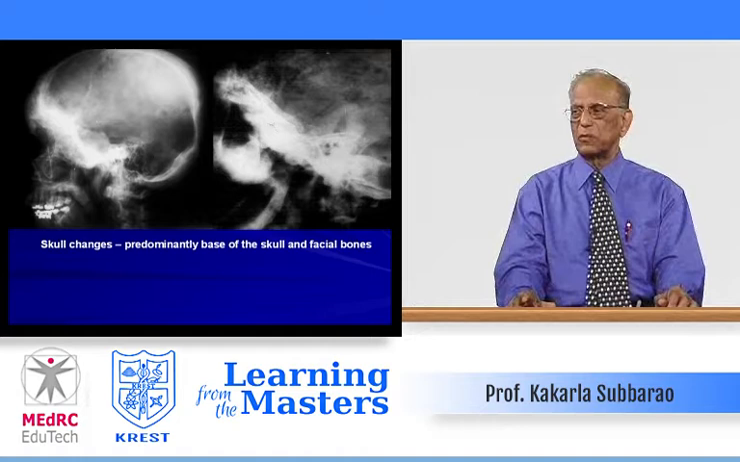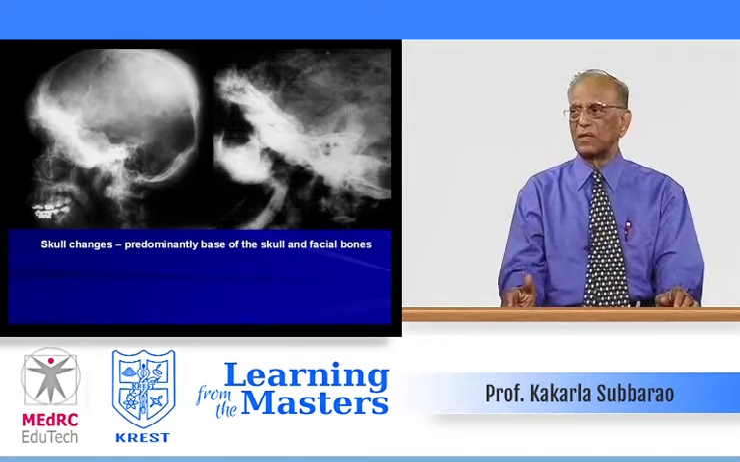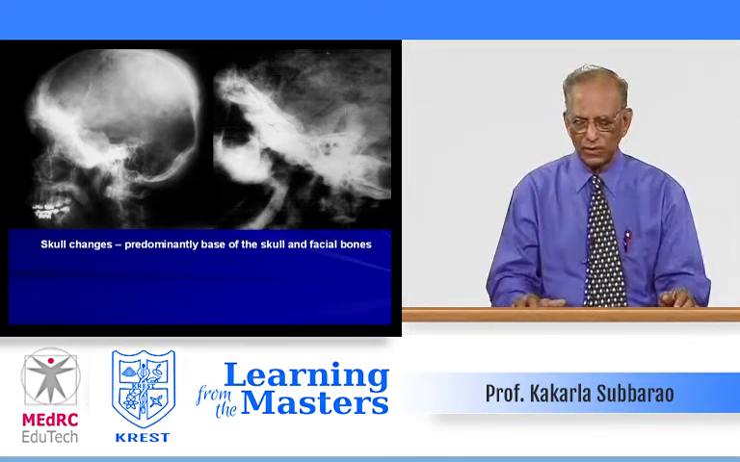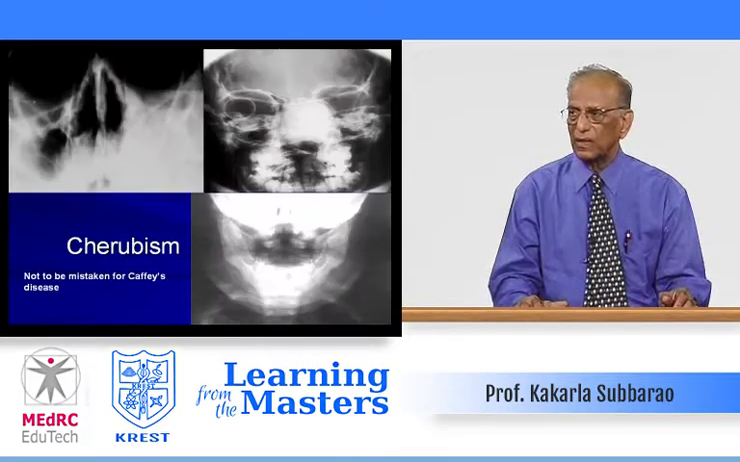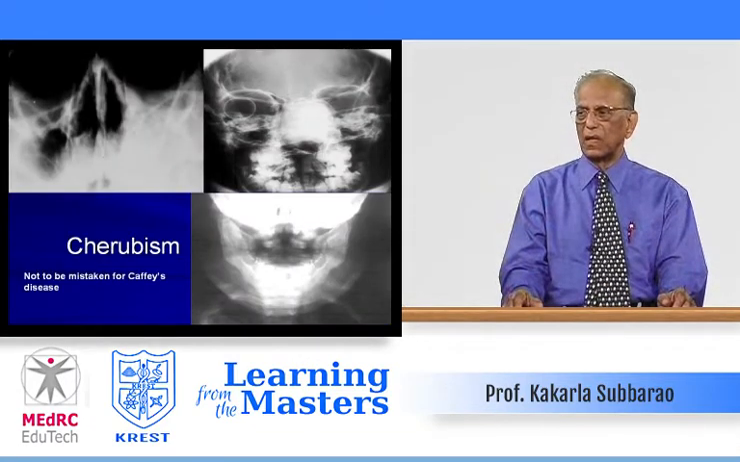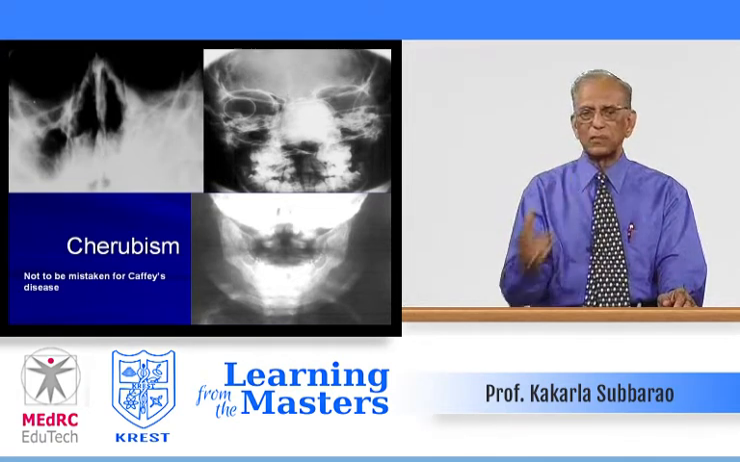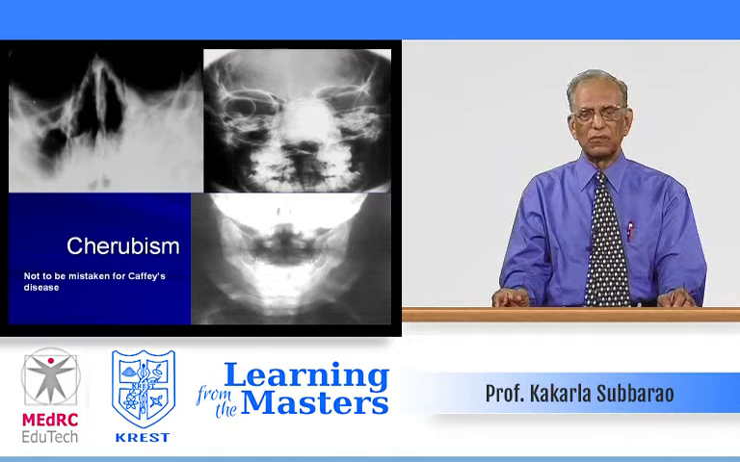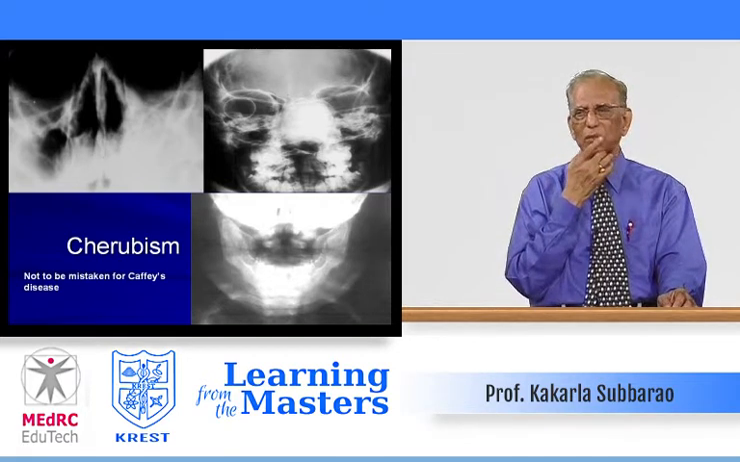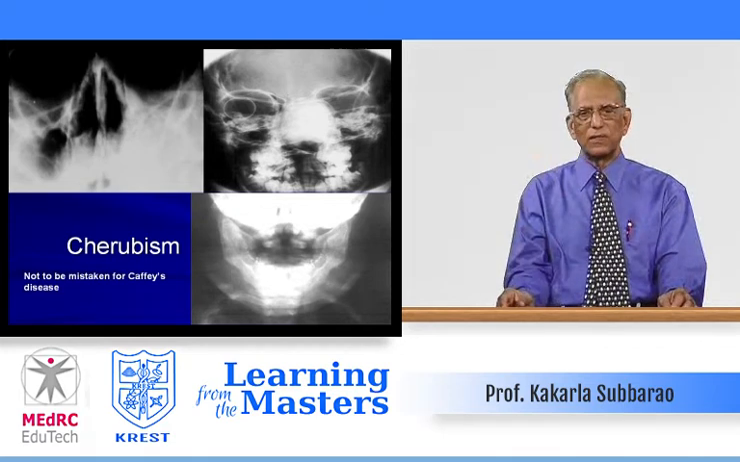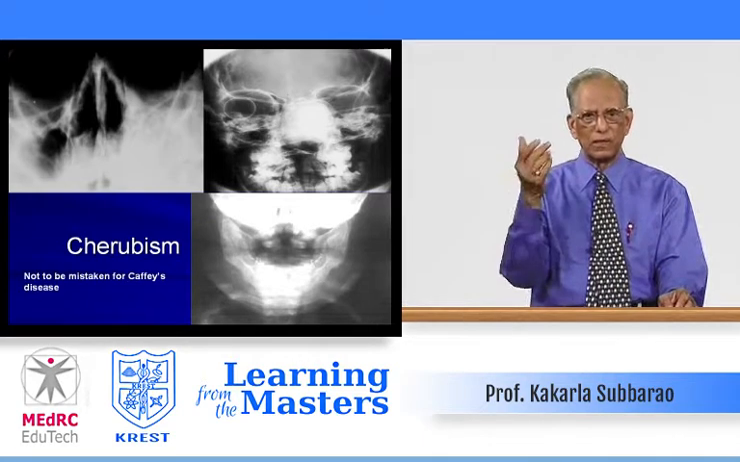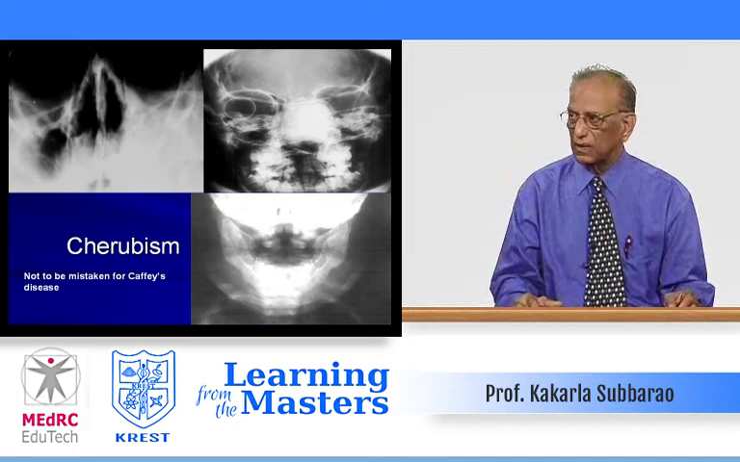Cranium, skull changes, predominantly base of the skull and facial bones, fibrous dysplasia. And then sinuses are also involved. And look at the mandible, fibrous dysplasia, cherubism, fibrous dysostosis they call it, but cherubism only confined to the mandible. Should not be mistaken for Caffey's disease, because in Caffey's disease also you can get hyperostosis of the mandible and other bones like ulna, ribs, etc.